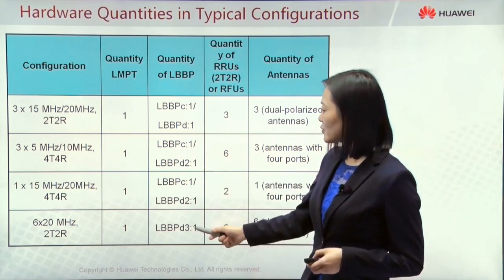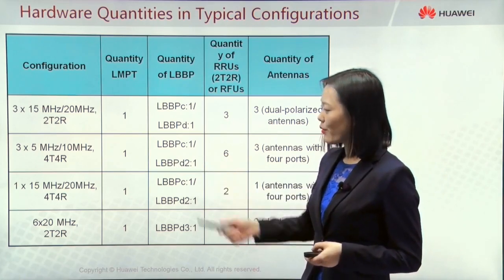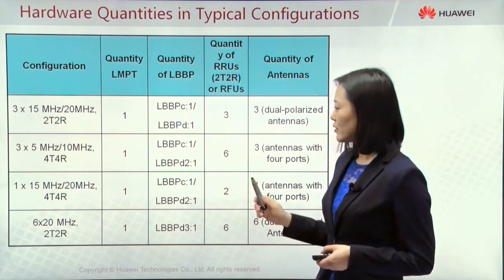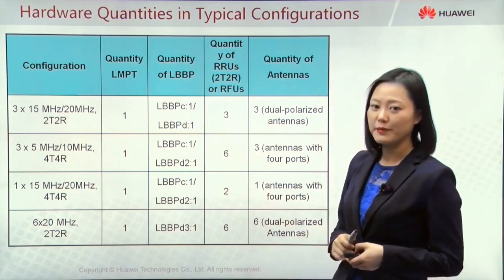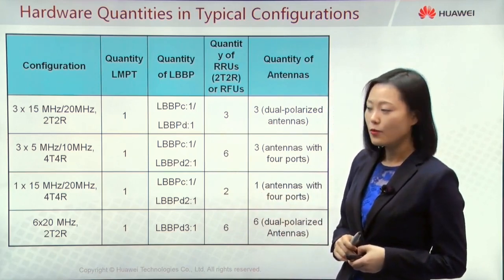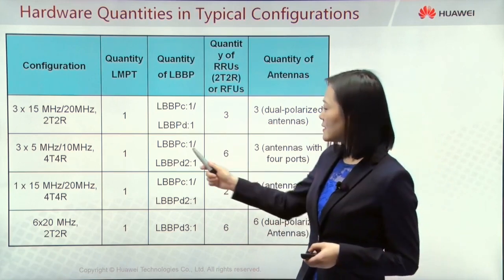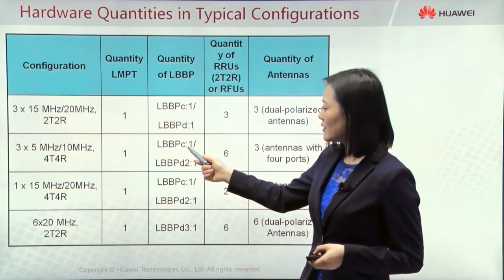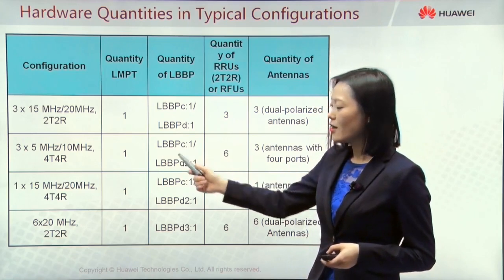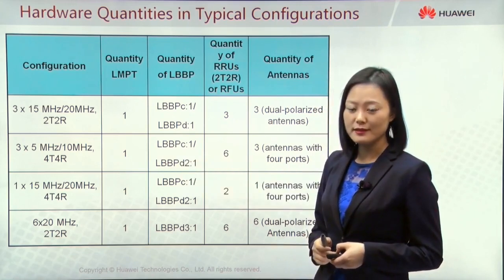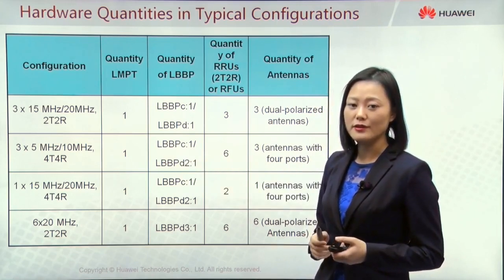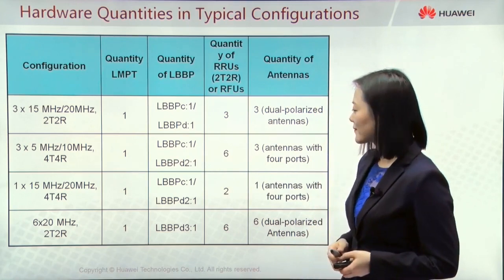While others like D3 or D1 could not support 4T4R, so we could not choose other types of BBP. I'd like to emphasize here, the LBBP-C only supports 4T4R on the TDD mode. So it does not support the FDD mode.